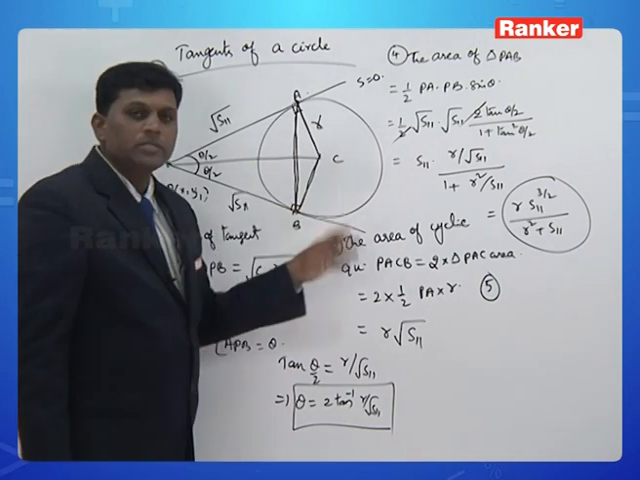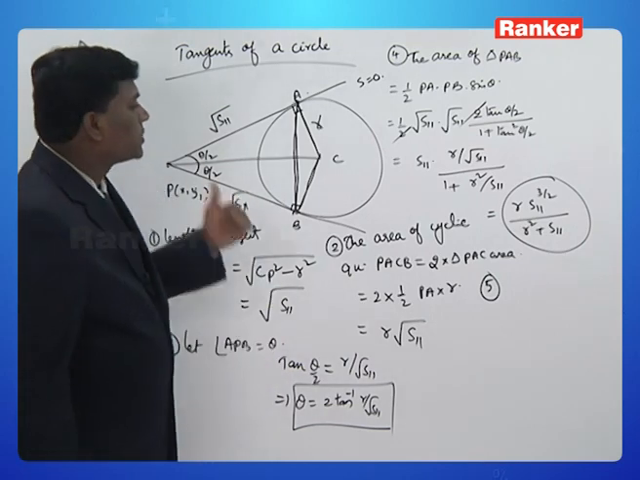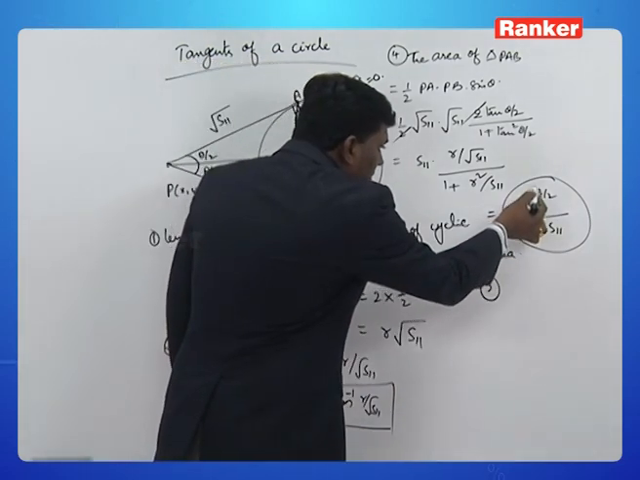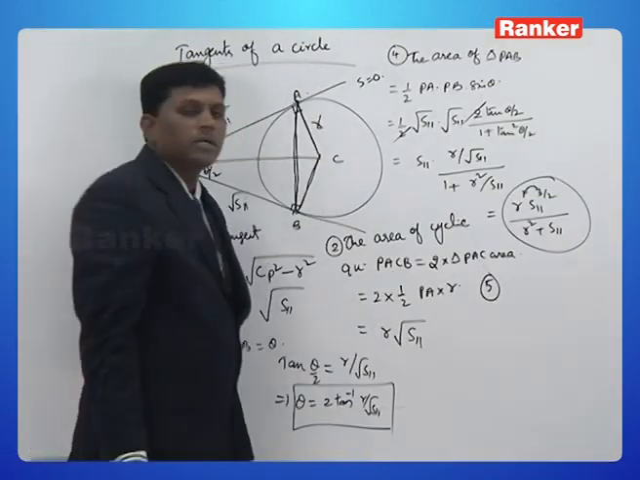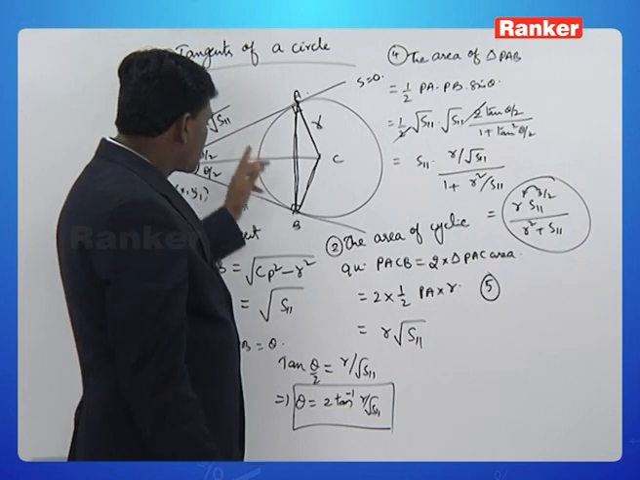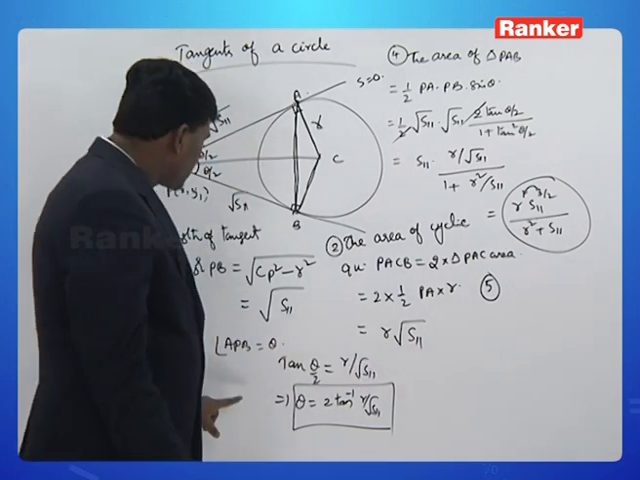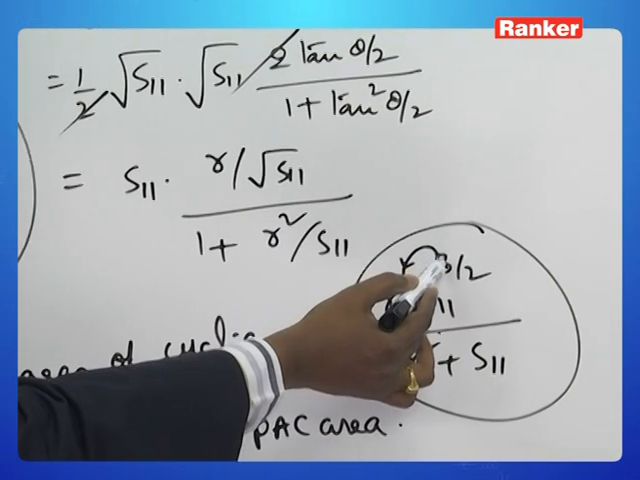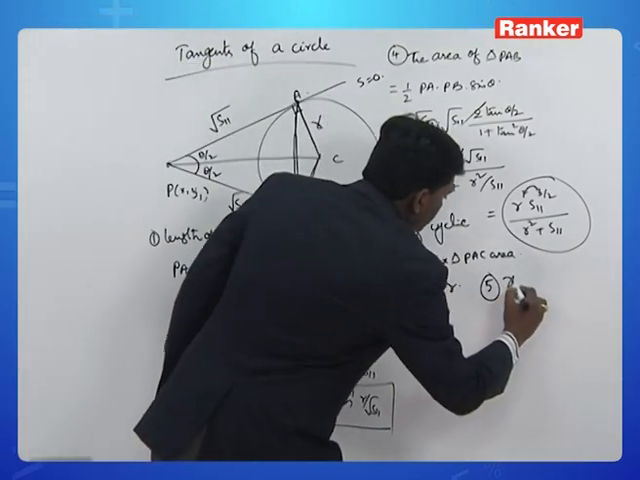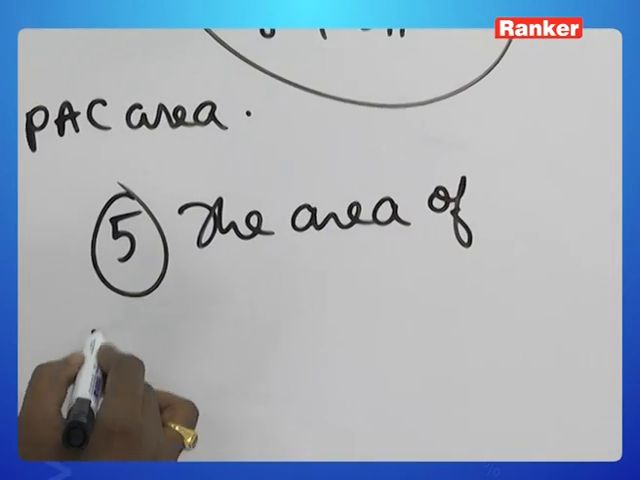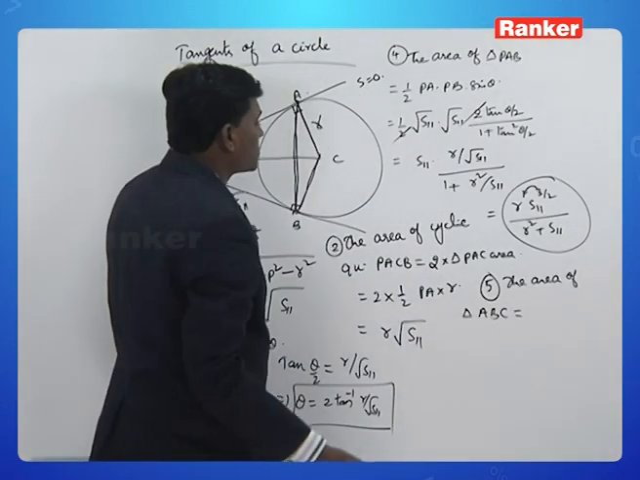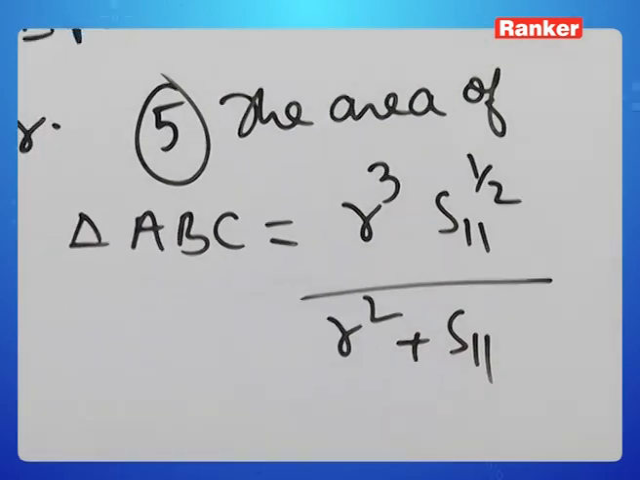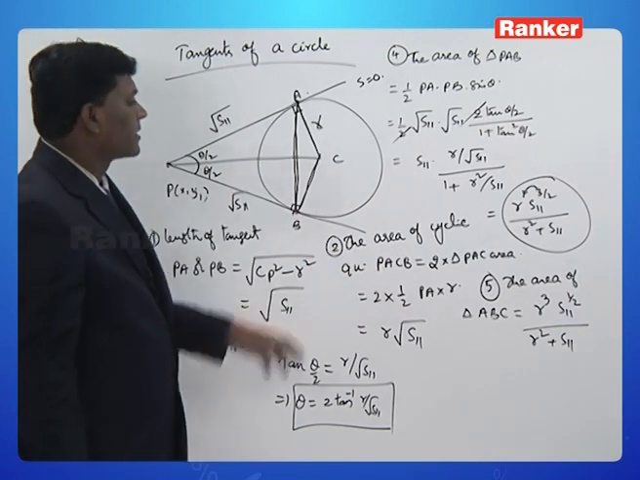If we are calculating the difference between these two, the result we can easily prove appears almost similar to this, but simply by transferring this power 3 to this R. After calculating the difference between this total area R root S11 and this triangle area, we get the result finally as the result obtained by transferring this power 3 to R, that is, the area of triangle ABC equals R cube into S11 power half by R square plus S11. This is taken as our fifth important point in the diagram.